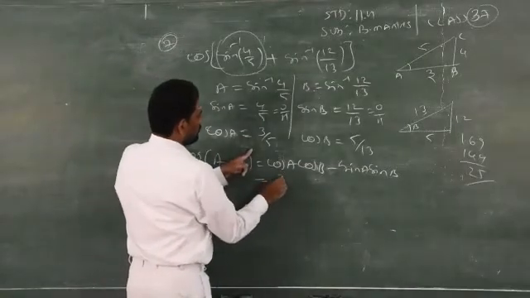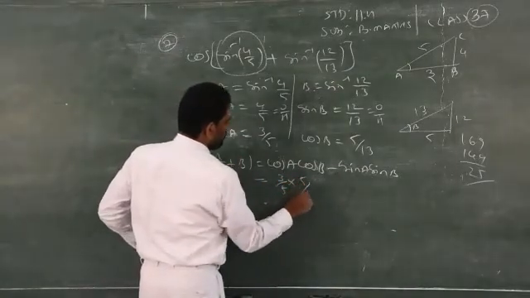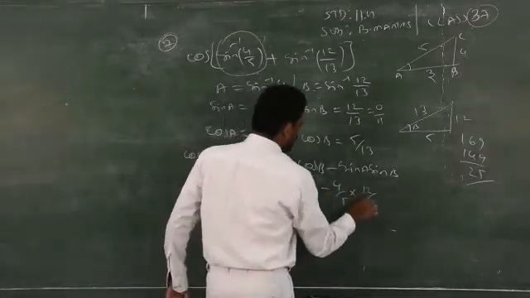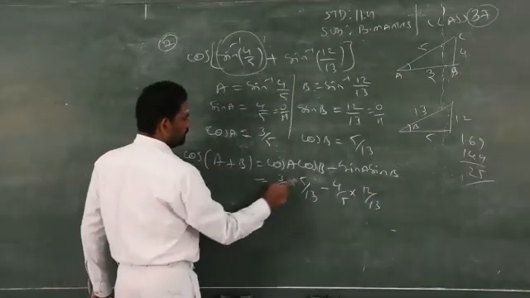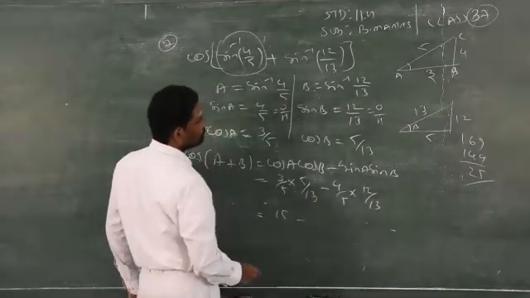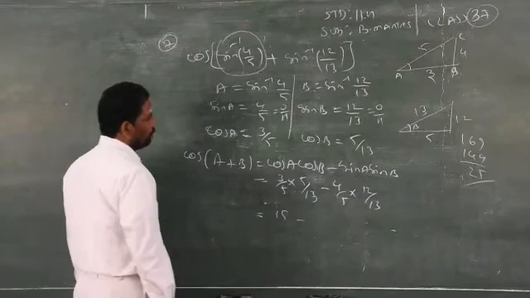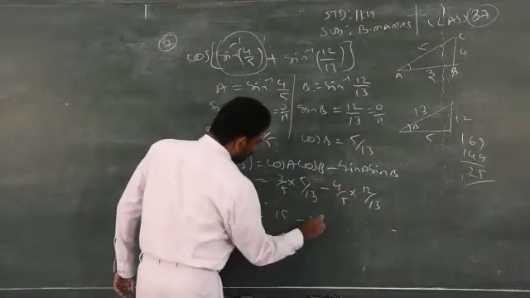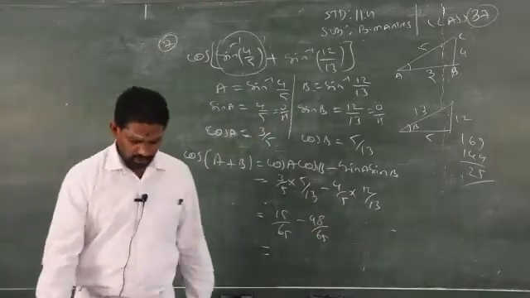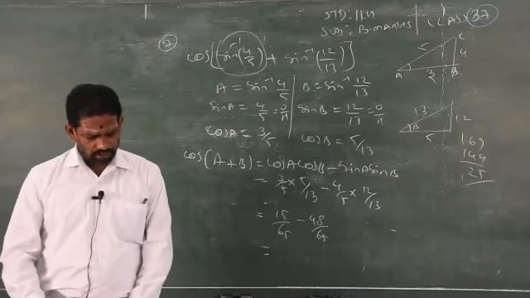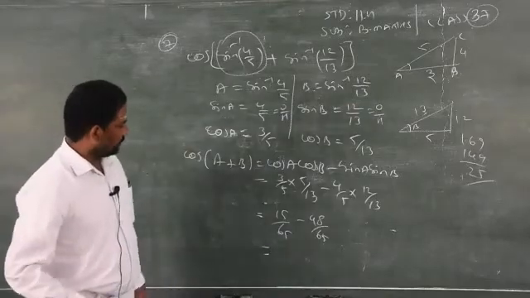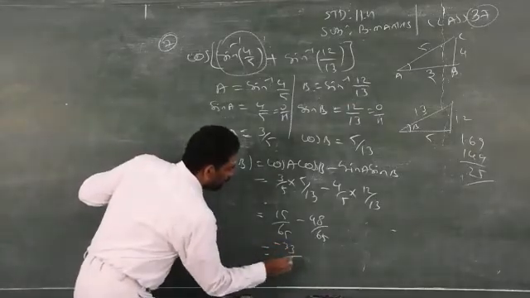Just replace cos A with 3 by 5, cos B with 5 by 13, minus sin A which is 4 by 5, sin B which is 12 by 13. Just simplify. 3 5s are 15, minus 4 12s are 48, by 65. Taking cross multiplication, you will get the required answer for question number 7. Simplifying, you will get minus 33 by 65.